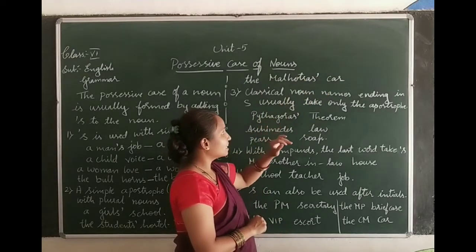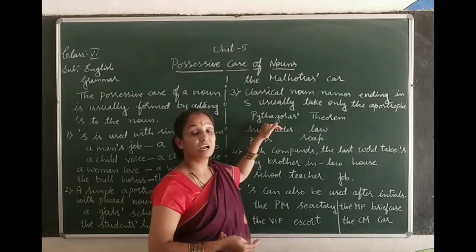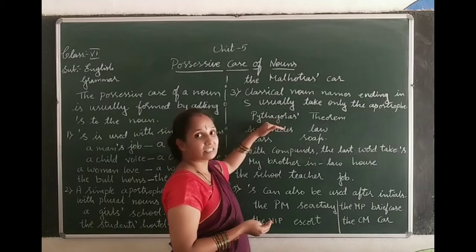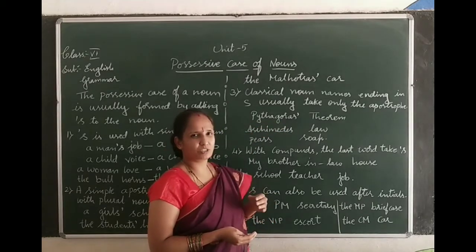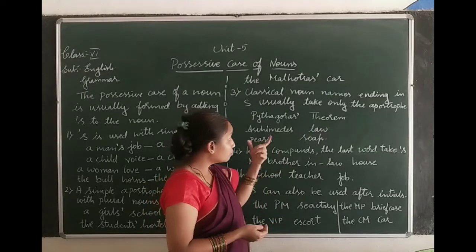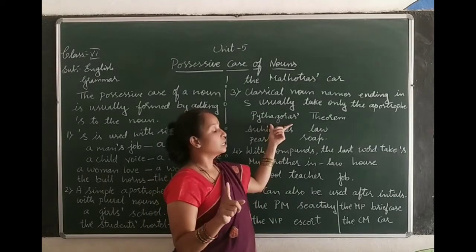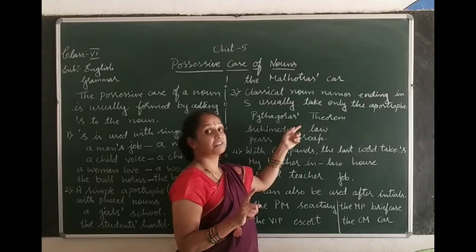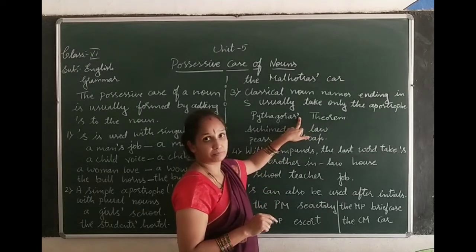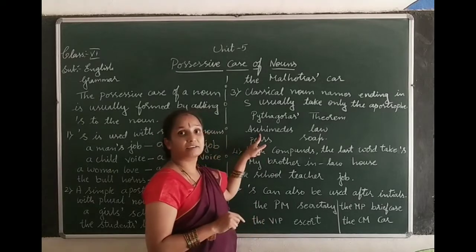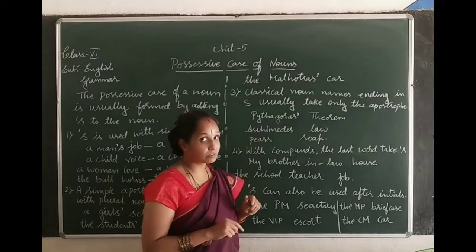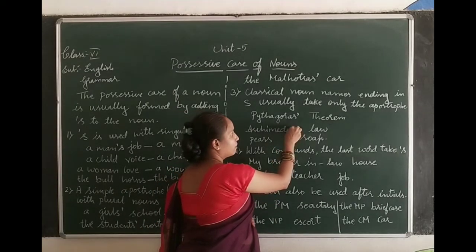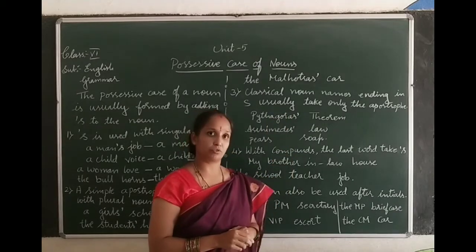Here, classical nouns are words which are not used very regularly. Pythagoras is used very rarely, even though this is not a plural, this is a singular word itself. After the s we should add an apostrophe s form. Next, Archimedes. Archimedes is a person and his name ends with s. So after s we have to use the apostrophe s form.